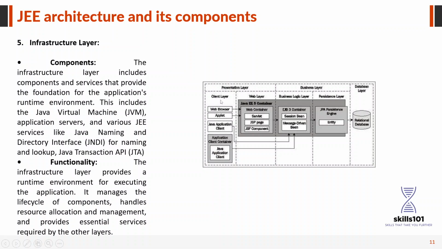So this is the client layer, that is the presentation layer, the web layer, right? Then there is a business logic layer, that's EJB and all those things. In the business layer there is integration, and then there is a database layer where the database is. So we divide into five parts basically.